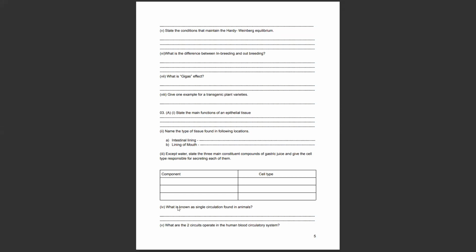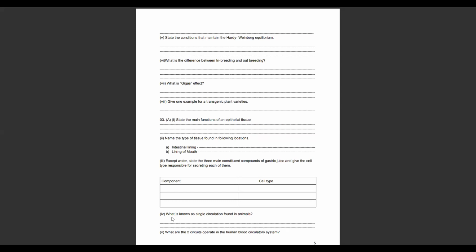Next one. What are the 2 circuits operating in the human blood circulatory system? Pulmonary circuit and systemic circuit. 2 marks.